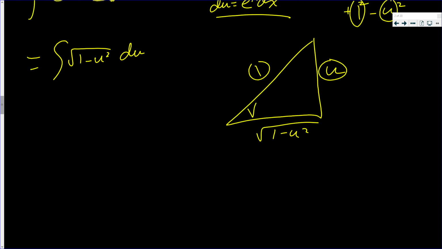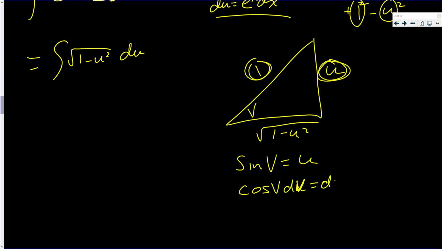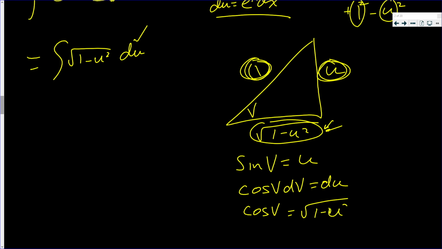And it turns out that the sine of v is just u over 1, or u. So that's good, because cosine v dv is du. So now I have du. That's just brilliant. And the cosine of v is just this over 1, which is just the square root of 1 minus u squared.